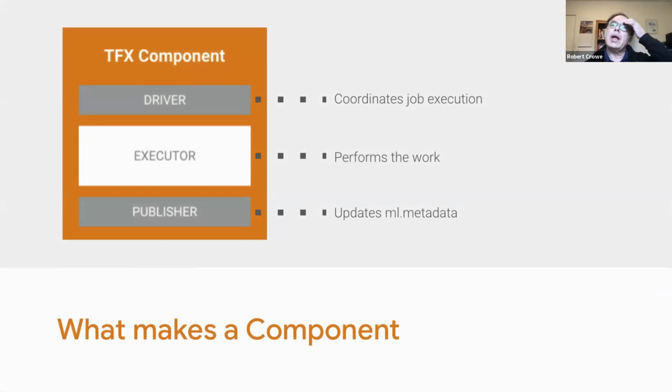So what makes a component? Well, it's a driver, executor, publisher pattern. The driver pulls the input into the component and handles the job execution, including things like parameters and so forth. The executor is really where the work of the component is done. So that's where the different tasks really differentiate different components. And the publisher takes the result and puts it into ML metadata. So that's going to update the graph in ML metadata that expresses your pipeline run. And we'll talk about that in a second.